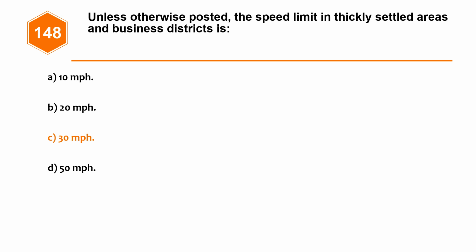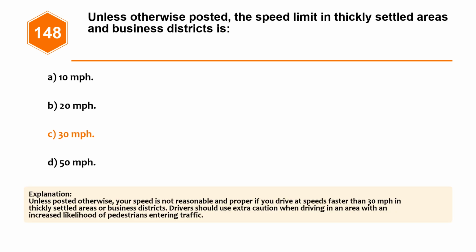The correct answer is option C, 30 miles per hour. Explanation. Unless posted otherwise, your speed is not reasonable and proper if you drive at speeds faster than 30 miles per hour in thickly settled areas or business districts. Drivers should use extra caution when driving in an area with an increased likelihood of pedestrians entering traffic.